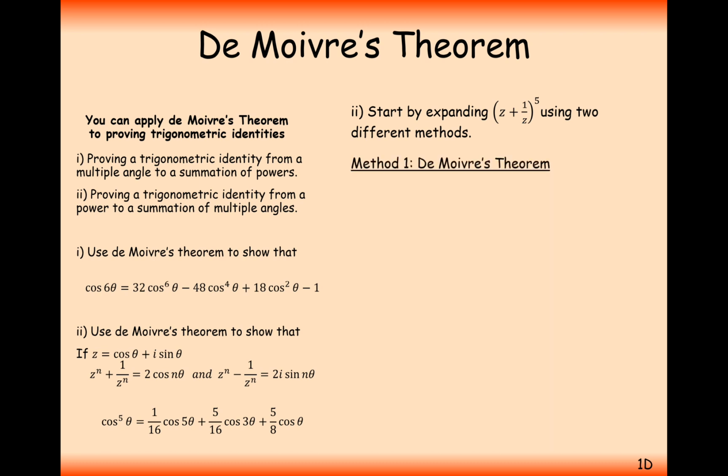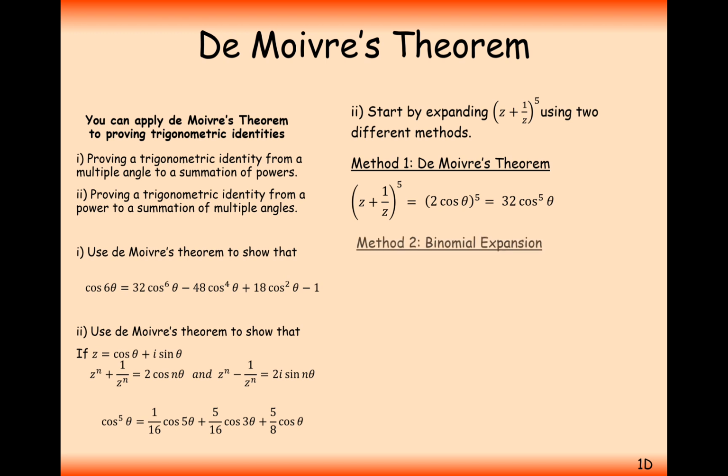So the first way I'll expand this algebraically is by using de Moivre's theorem, and remembering that z plus 1 over z is equivalent to 2 cos theta. Let's now expand the bracket with the power of 5, and it will be 32 cos to the power of 5 theta. So great, we've got cos to the power of 5 theta, and it looks like we could divide the 32 onto the other side at some point.